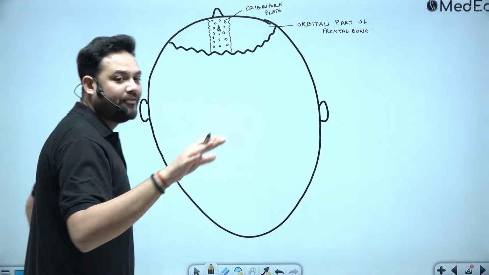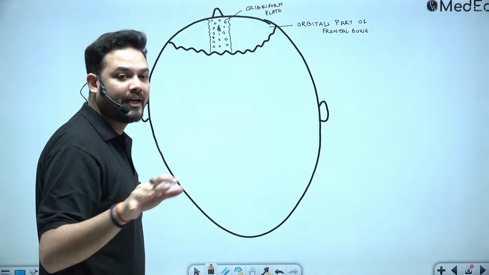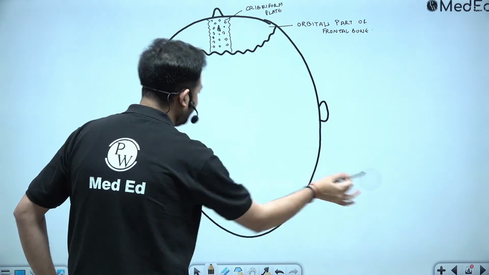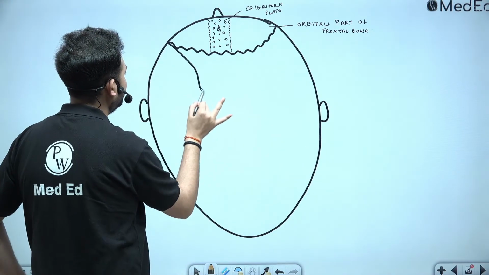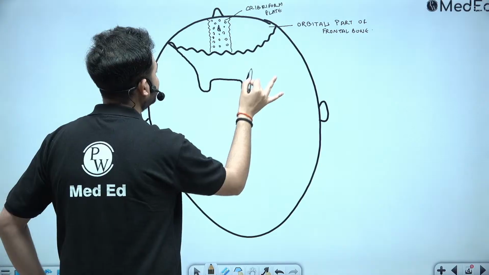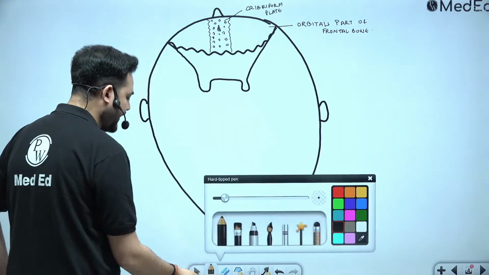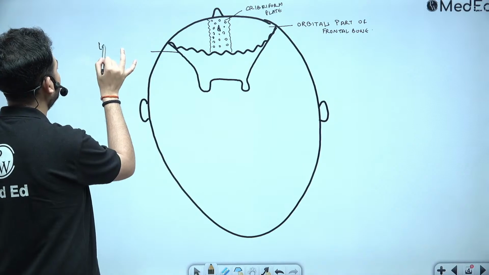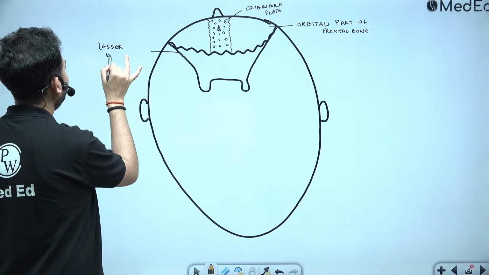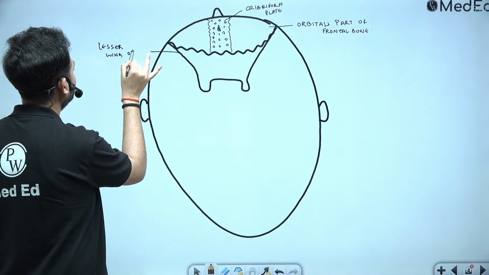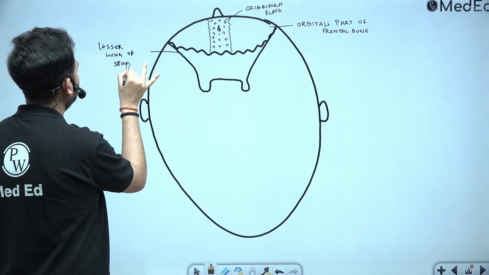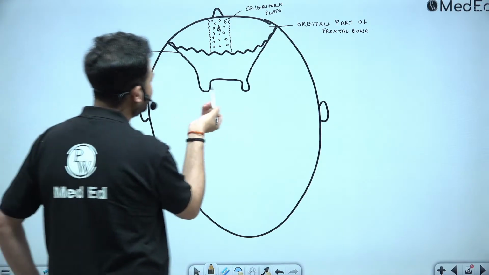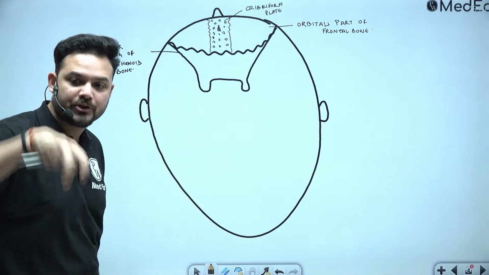Okay, now one very important bone comes down which looks like Batman. And this bone which comes down, which looks like Batman, this is the lesser wing of sphenoid bone. And it has got these two processes, these two projections over here.